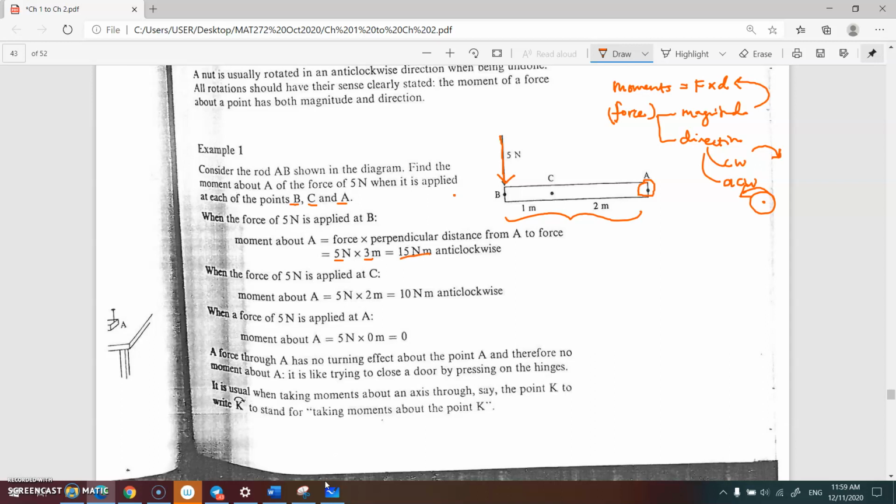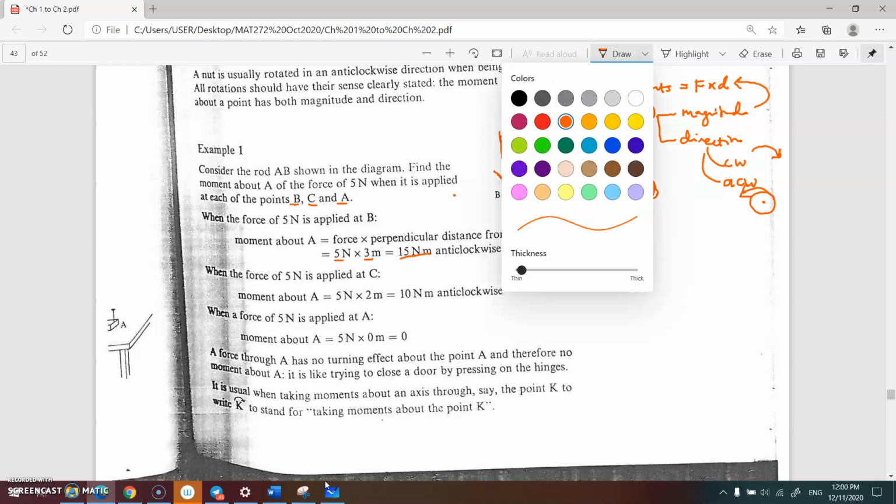And then how do you get anti-clockwise? Okay, if this is a nut, and you press it down, then your nut will go anti-clockwise. So it will become anti-clockwise, if the force is applied at B.